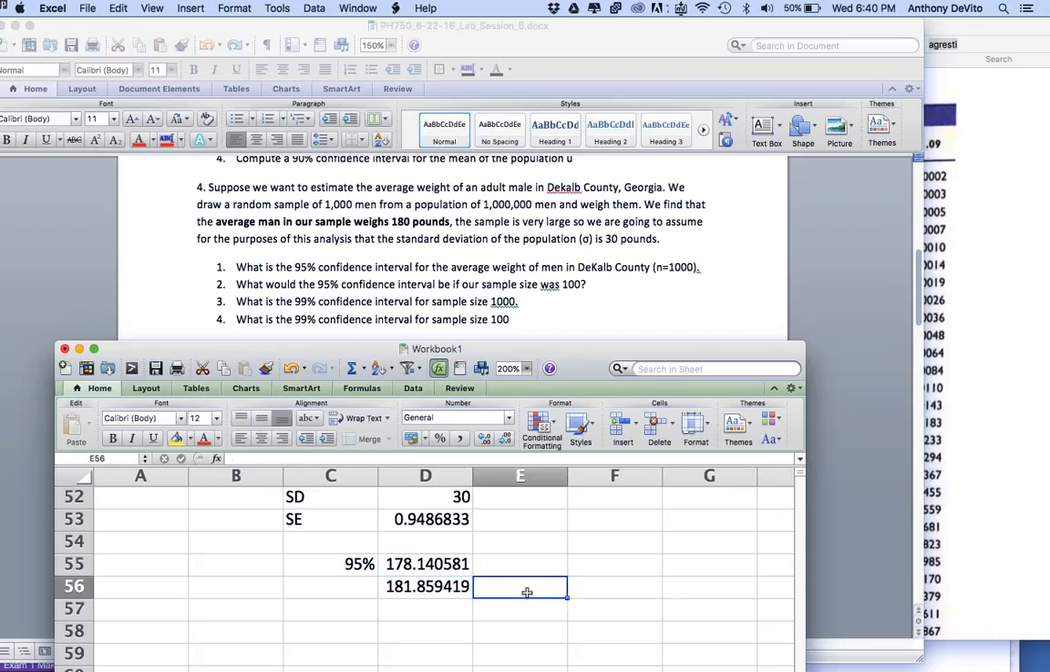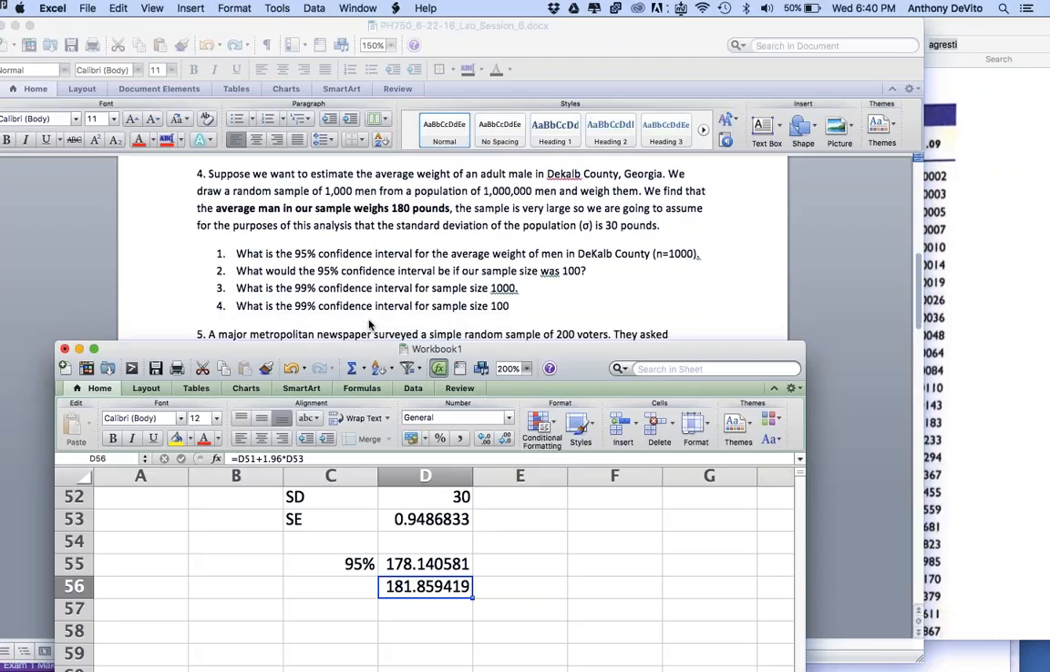So at any rate, the 95% confidence interval is between 178 and 181. So now we have some level of certainty. In other words, we have some measure that tells us how certain we are of what their average weight is. For a 99% confidence interval, we would do exactly the same thing, except instead of using 1.96, we would use 2.58.